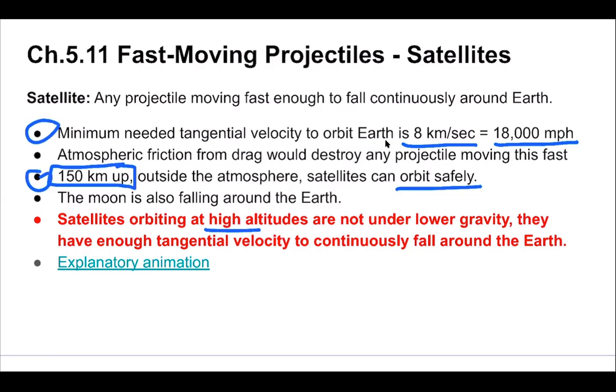Satellites orbiting at high altitudes are not under lower gravity. Please keep that in mind, right? Again, erase this idea that there's lower gravity in space. That's not true. Especially when you're orbiting around Earth, you're experiencing pretty much at least 90% of the gravity that you would have experienced on the surface. It's just that they're falling around the planet rather than straight down.